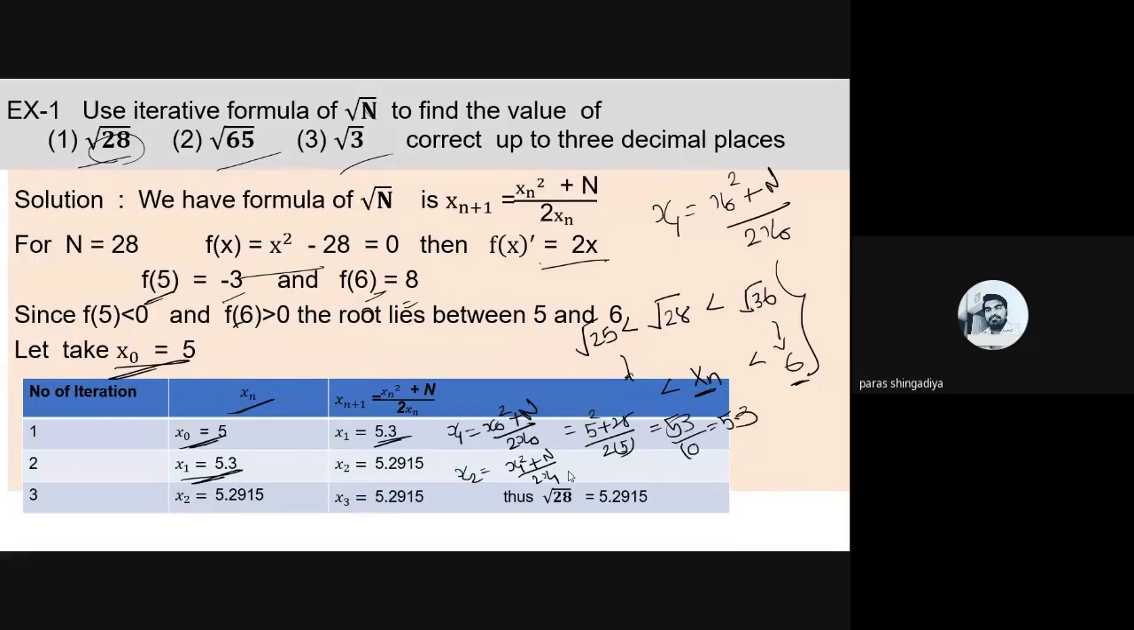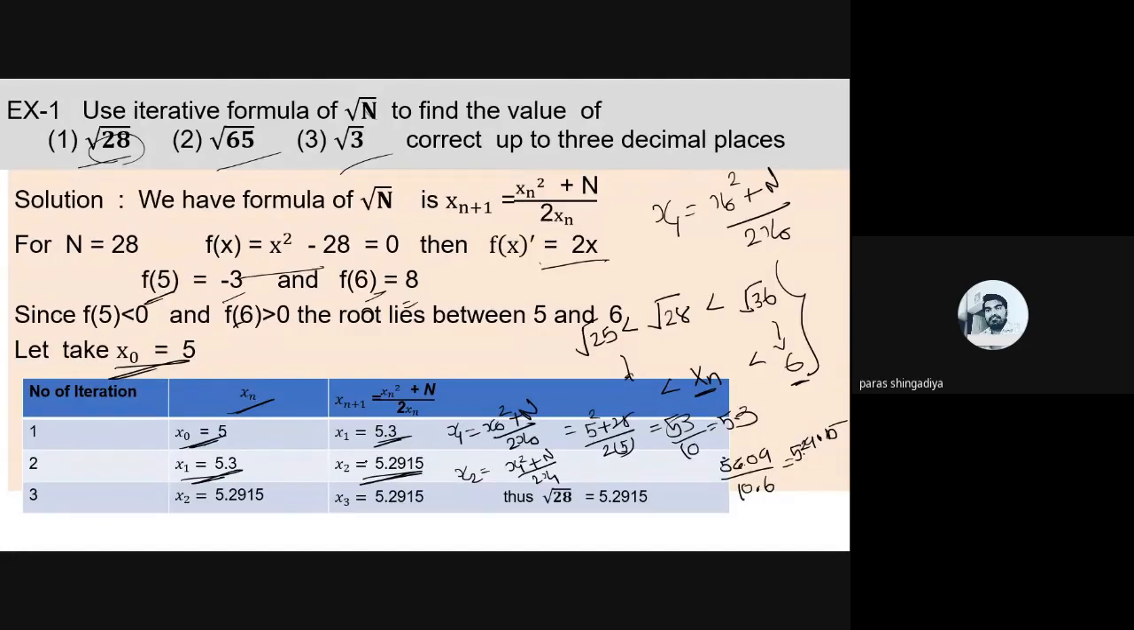Okay, so we'll get 5.2915. 5.3 square plus 28 will be 56.09. The numerator will be 56.09, and the denominator will be 5.3 into 2, that will be 10.6. So here it is 10.6, and find the division. So we'll get 5.2915. That is the second iteration x2.